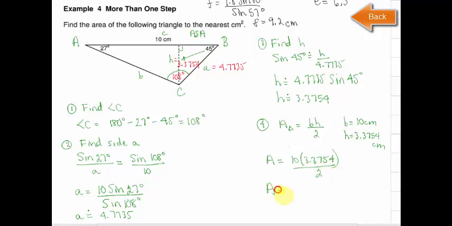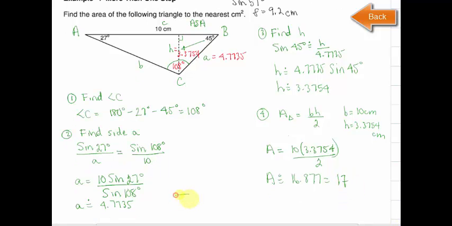And I get that my area is approximately 16.877, and I want to round it off to the nearest centimeters squared, so that would be 17. Okay, and I write myself a sentence. The area of the triangle is 17 centimeters squared. Okay, and that concludes this example.